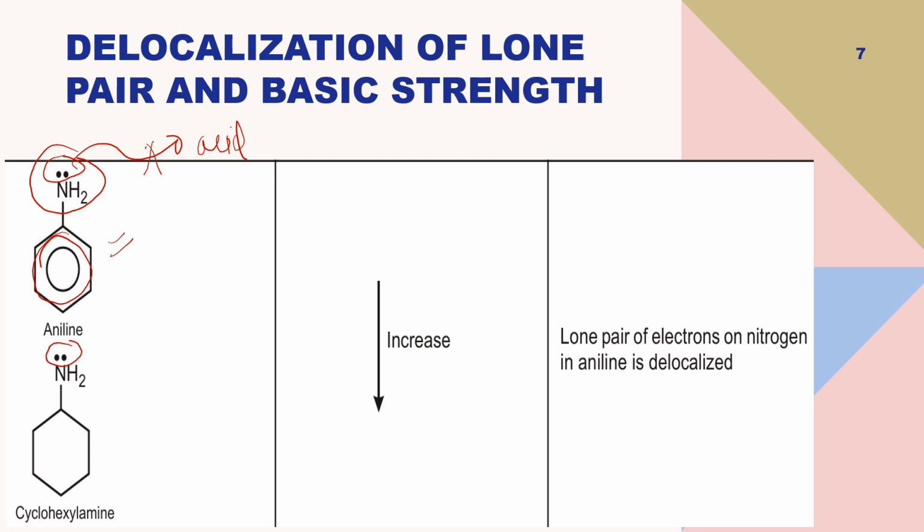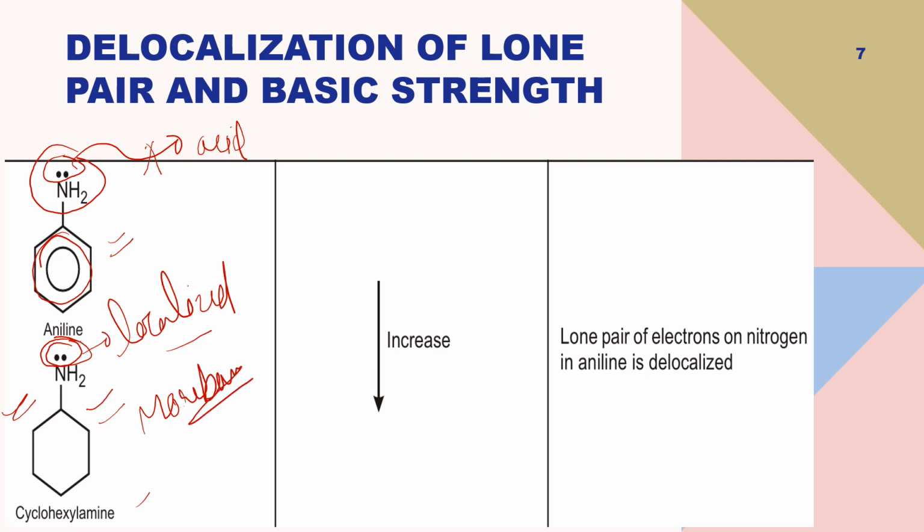And in compound B, these lone pairs are not delocalized. They are localized lone pairs. So the lone pair of compound B, cyclohexylamine, can be donated easily. That's why cyclohexylamine is more basic. So if a lone pair comes in conjugation, it cannot be donated easily to an acid. That's why these types of compounds are less basic.